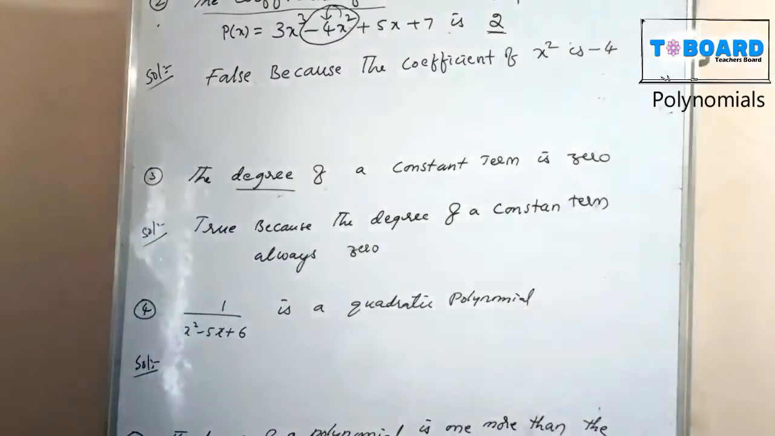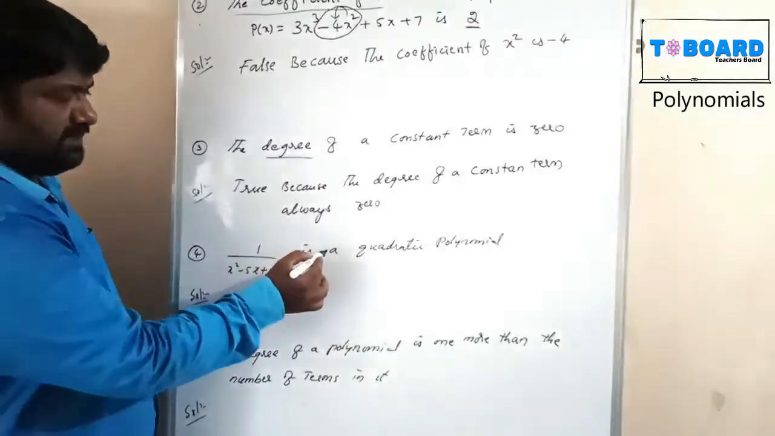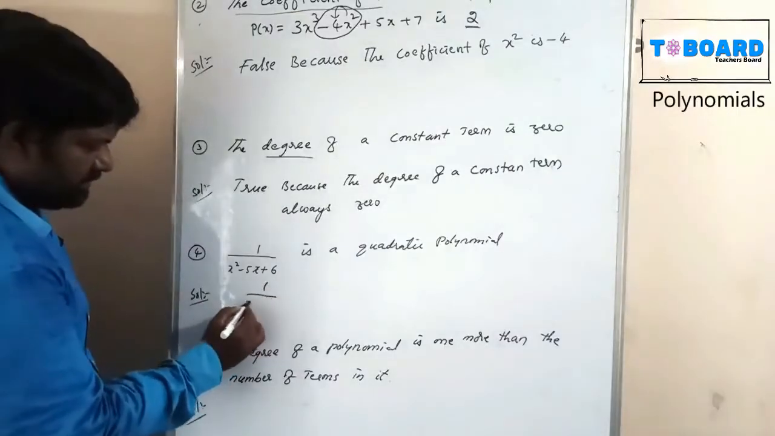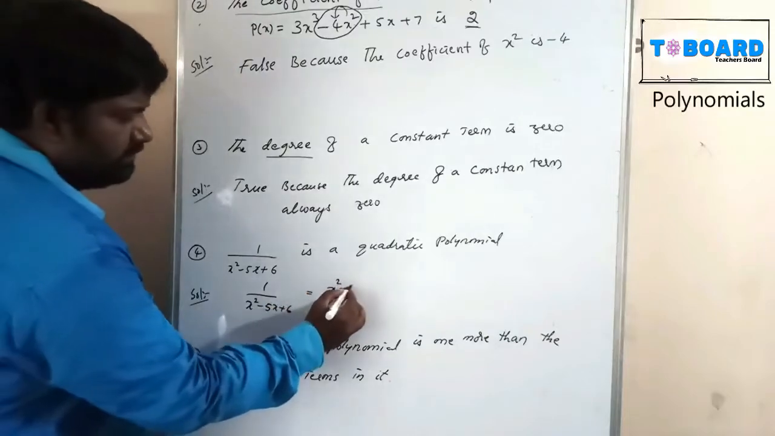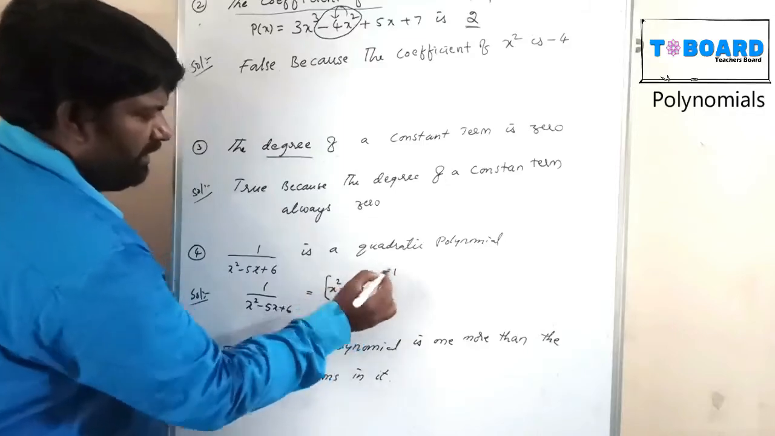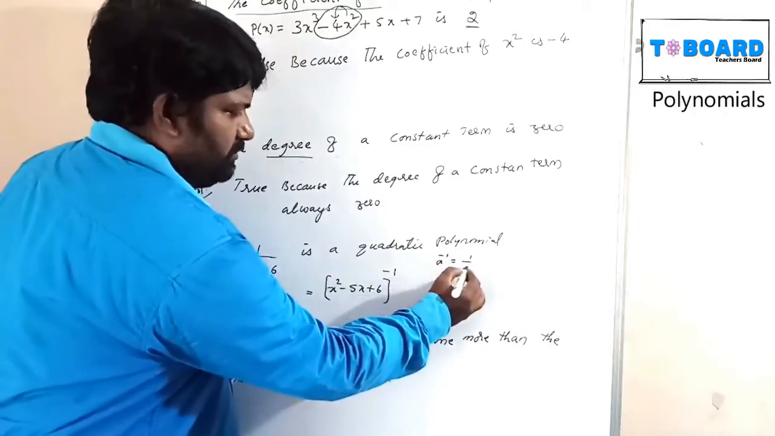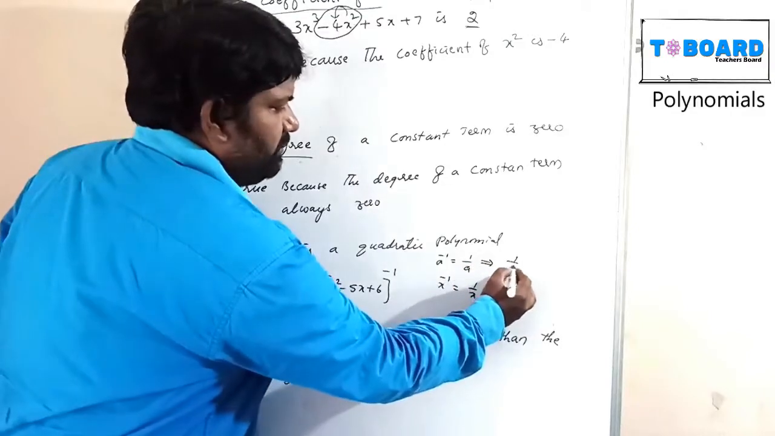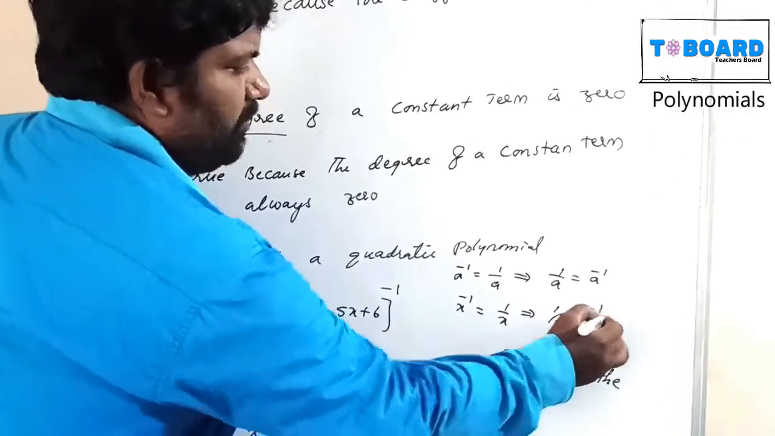Next, fourth question. 1 by x square minus 5x plus 6 is a quadratic polynomial. 1 by x square minus 5x plus 6 equals x square minus 5x plus 6 whole power minus 1. Suppose a power minus 1 equals 1 by a, x power minus 1 equals 1 by x. That means 1 by a equals a power minus 1, and 1 by x equals x power minus 1.